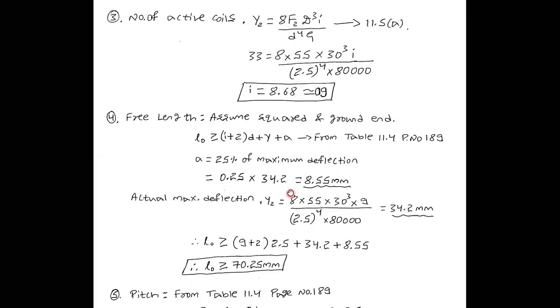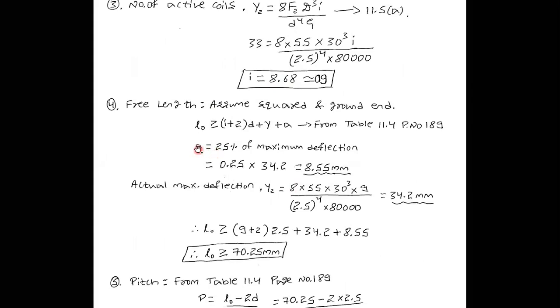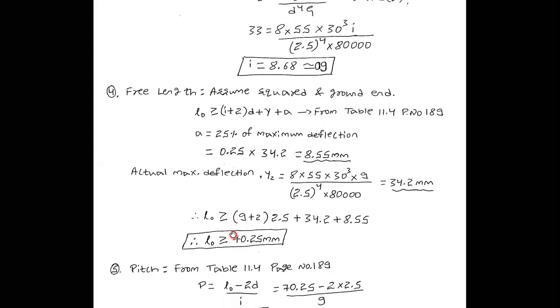Substitute that. From this, you are going to obtain the A value. Okay. Once you get the A value, and this Y is nothing but deflection. In this case, you have to consider the maximum deflection. In this case also, don't substitute Y2 is equal to 33. You have to substitute the actual maximum deflection. It is 34.2. Substitute all the values. You're going to get the free length. Okay, this is the free length, 70.25 mm.